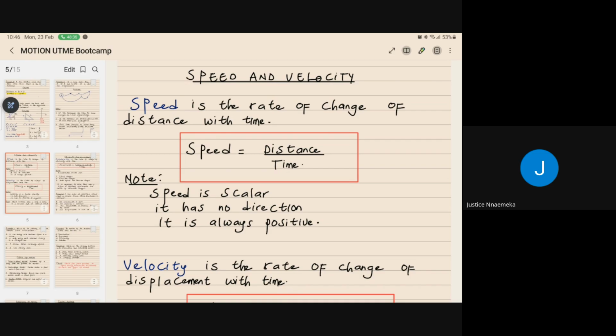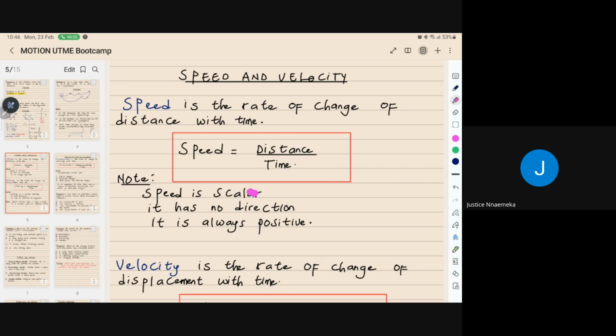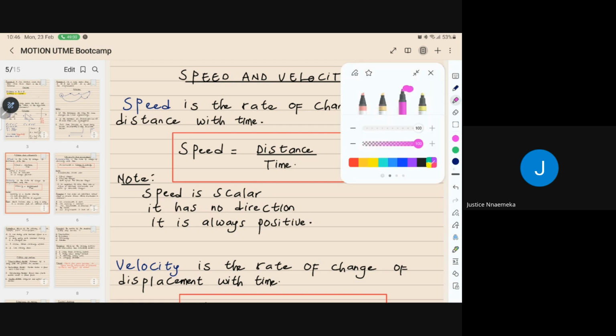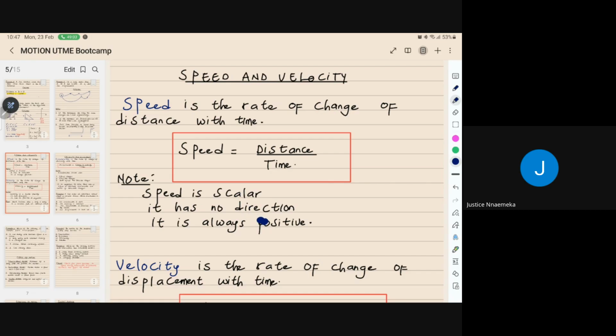So now we have speed, and after the class, remind me. So speed and velocity. Now, speed is the rate of change of distance with time. Sometimes we confuse speed and velocity, but they are two different parameters, right? Speed is a scalar quantity and it has no direction. And it is always positive. Are we together? So speed is distance all over time. It is a scalar quantity, it has no direction and it is always positive. Take note of that, guys.